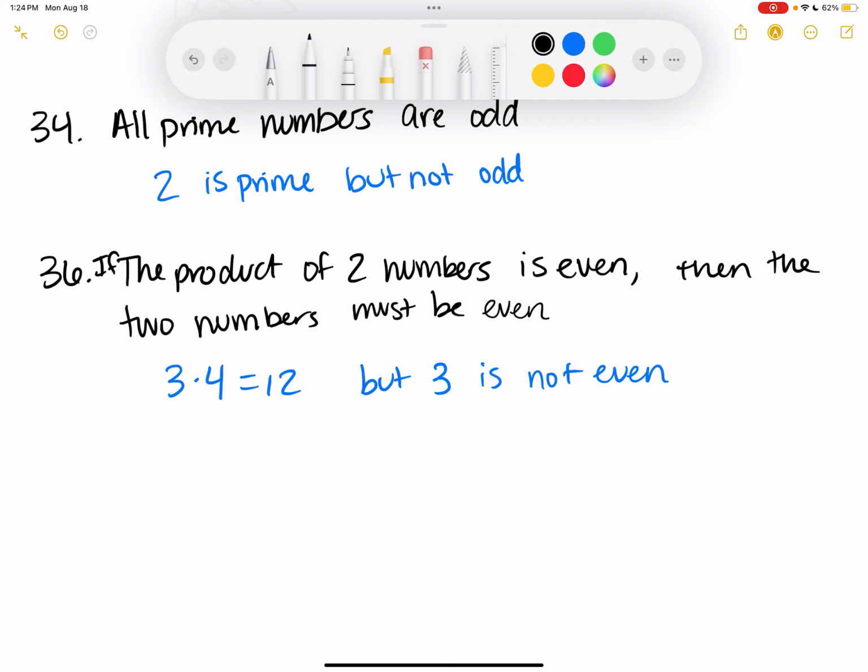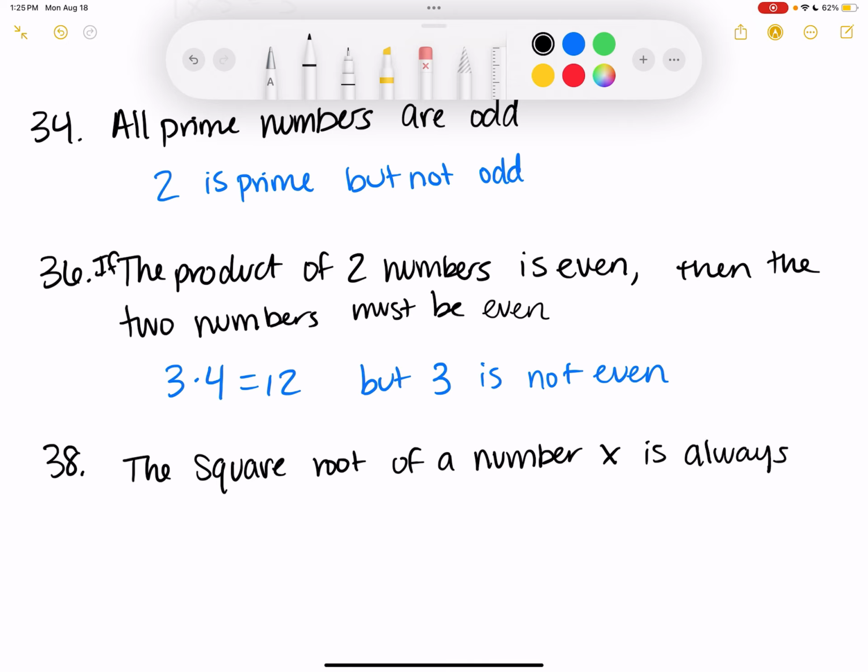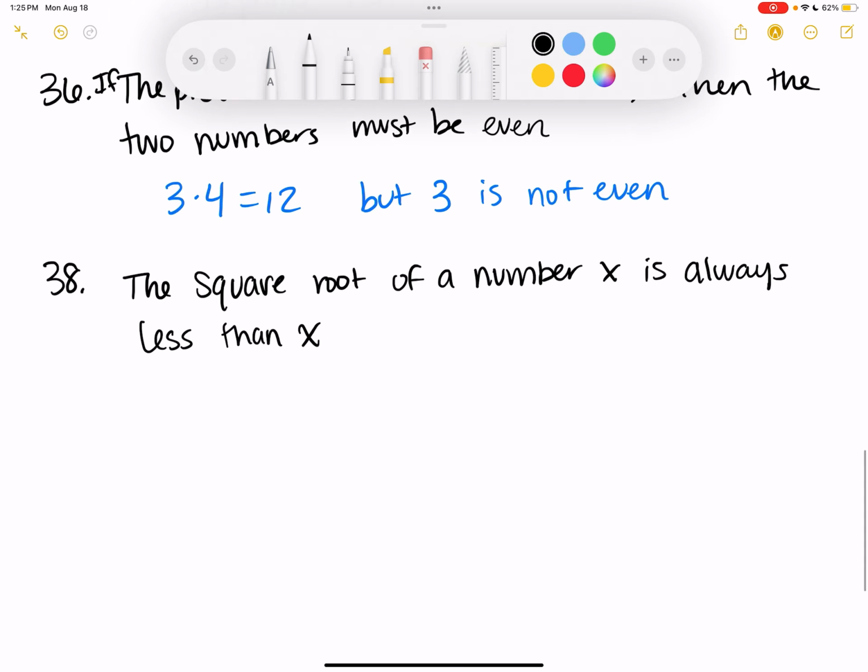Let's see. Last one. The bell might ring, but don't leave until I give you your homework problems. 38. The square root of a number x is always less than x. So I'm going to quickly give this to you. Do not leave. You need to write down your homework problems. So this would be if I had the square root of 1/4, it's equal to 1/2. This is similar to the one that we looked at a little bit ago. And 1/2 is greater than 1/4.